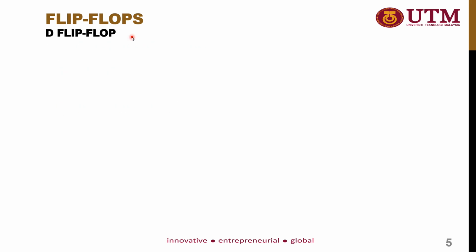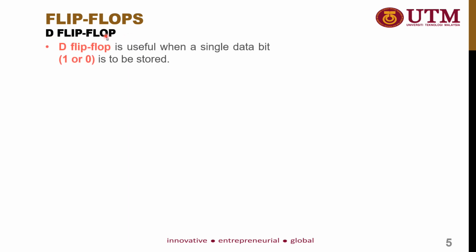Okay, next I will show you the first type of flip-flop, which is the D flip-flop. The D flip-flop is useful when a single data bit, 0 or 1, is to be stored. So if you want to store 1 bit of data, 1 or 0, we can use a D flip-flop. It works almost the same as the D latch. You still remember, right, the function and how to operate the D latch. Later on, I will show you the differences between the D flip-flop and the D latch.